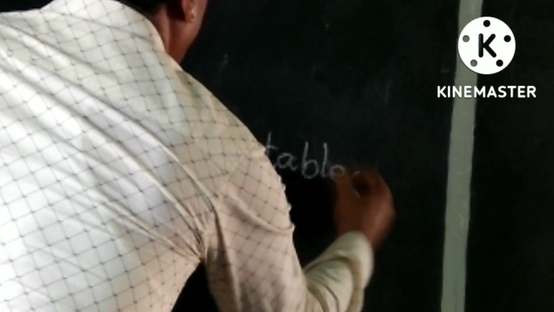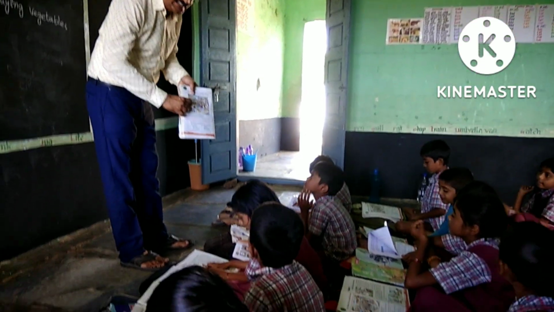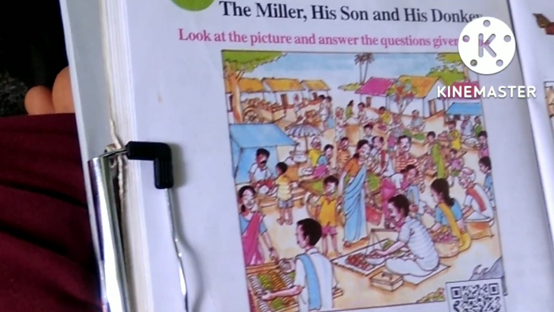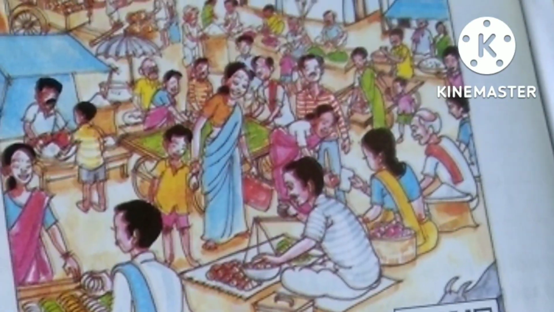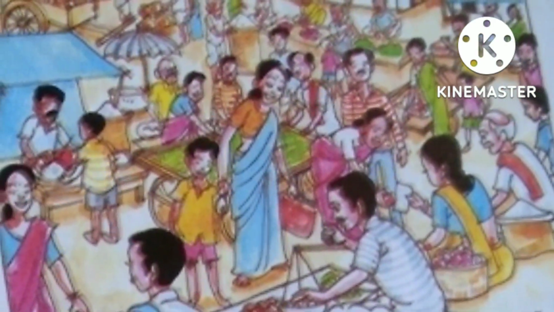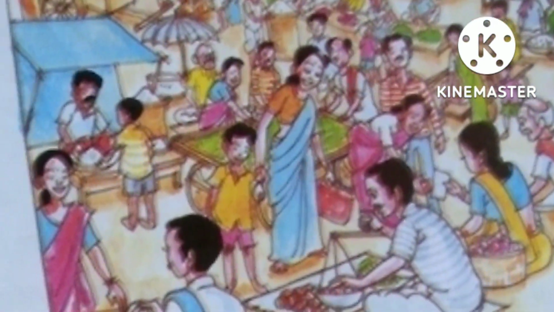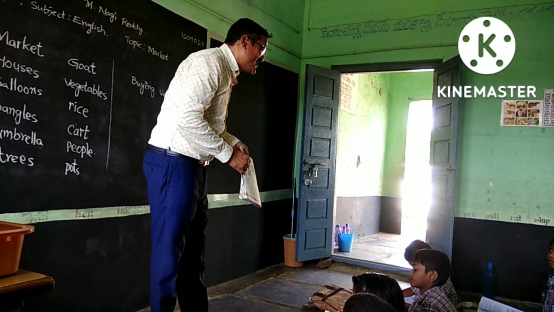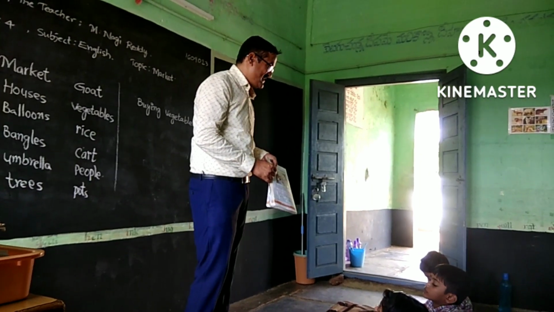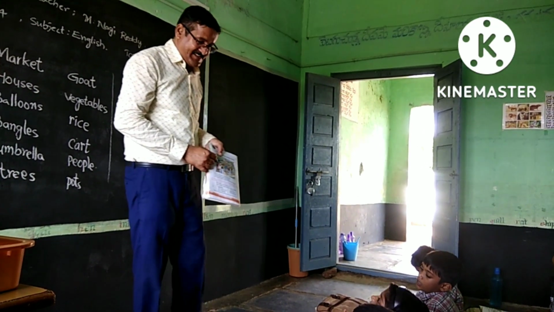A kid. We call kid. Here. Hello, Carlos. Shirt. What is that boy doing? Observe this. The boy is buying. The boy is buying or purchasing. You know that word? Purchasing. The boy is purchasing toys.